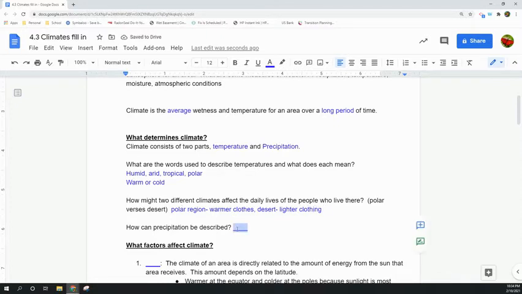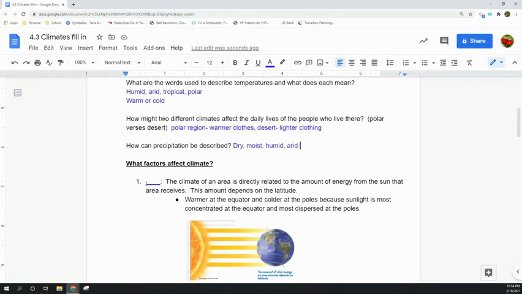On the other hand, we're going to use words for precipitation like dry. We're going to do moist. We're going to do words such as humid or arid. Arid can also be used there too. So there are factors that actually affect a climate.